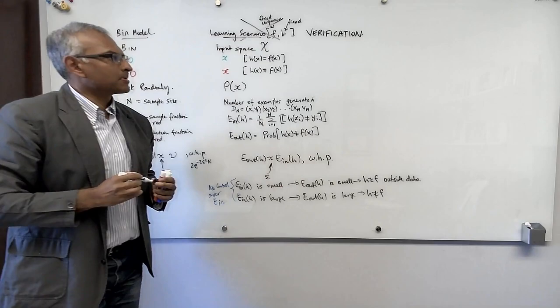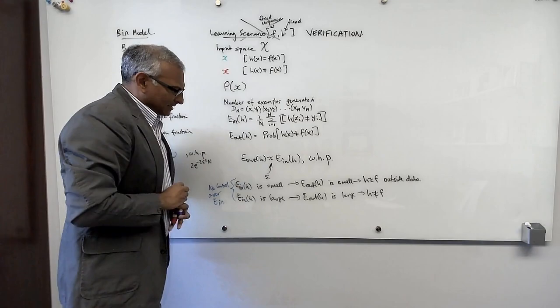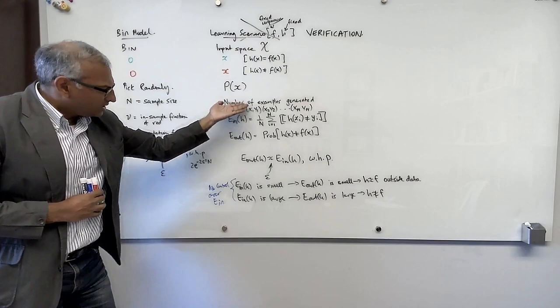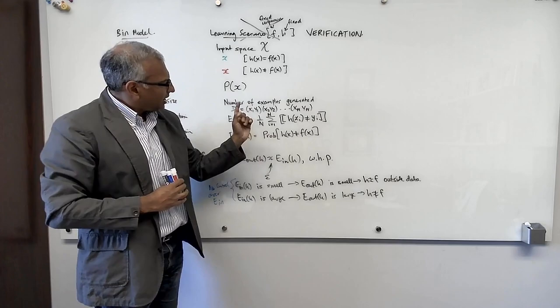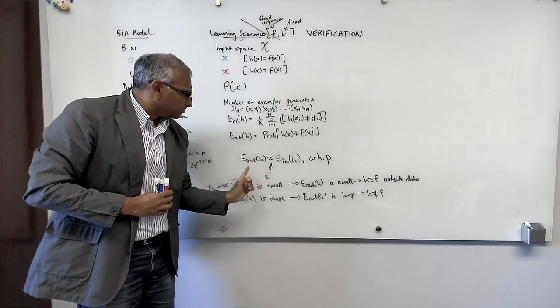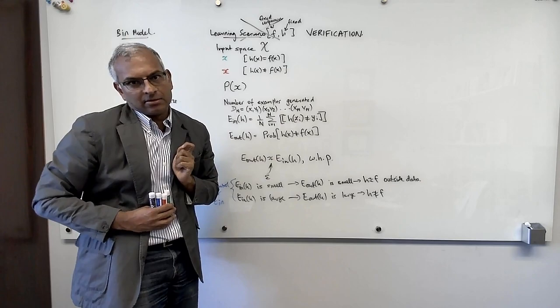So this is verification, not learning. And it's very important to distinguish between these two. What we are saying here, and it's still a very big step, is that we can use the data to reach outside the data by computing E in and then reaching out to E out. So we can use data, but in a limited setting: the setting of verification, where you give me a fixed hypothesis H, and I can verify it.